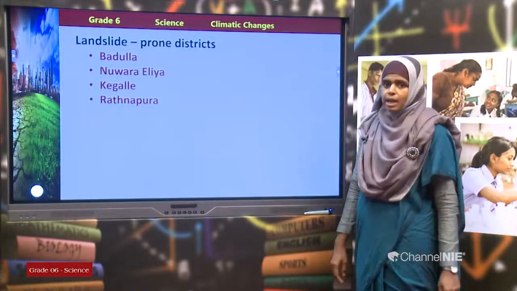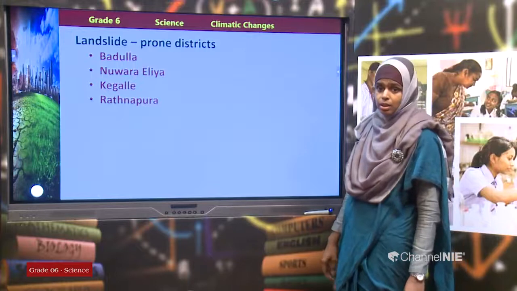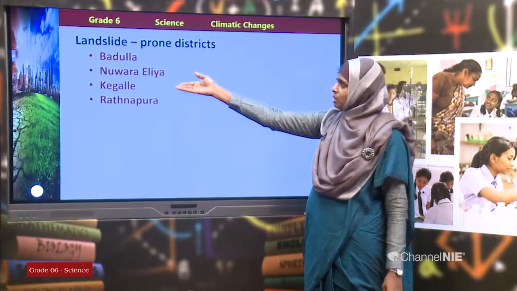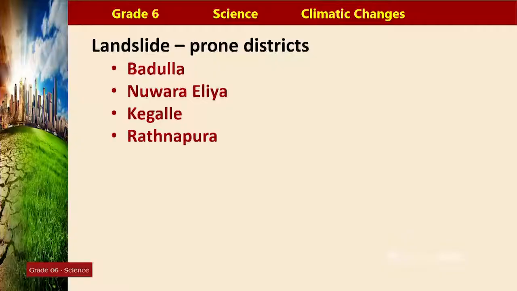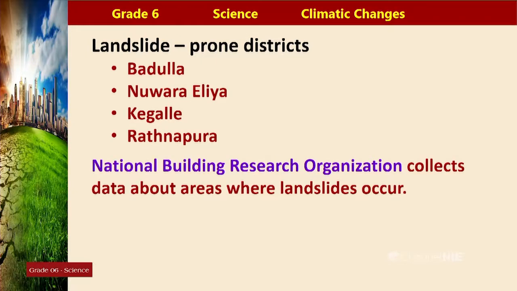Let's see what are the landslide prone districts, children. What are the landslide prone districts in Sri Lanka? Badulla, Nuwara Eliya, Kegalle, Ratnapura are considered as landslide prone districts. In these districts, there is a higher tendency of landslide and people are given alerts.